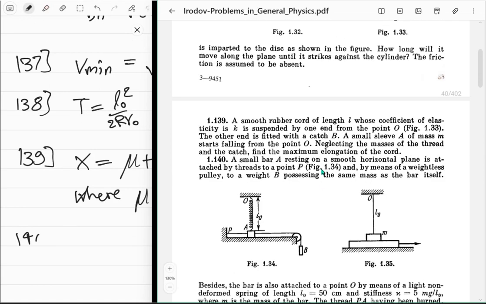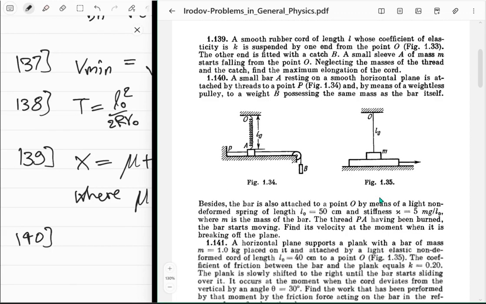140. A small bar A resting on a smooth horizontal plane is attached by threads to point P. Where is point P? Okay, cool. And by means of a weightless pulley to point B, possessing the same mass as the bar itself. Besides, the bar is also, so it is attached to P by what? By threads.